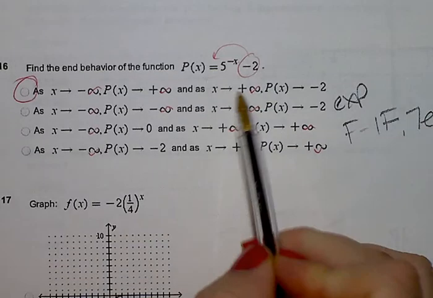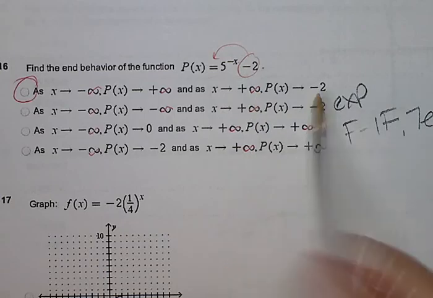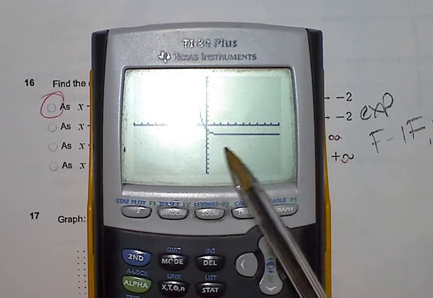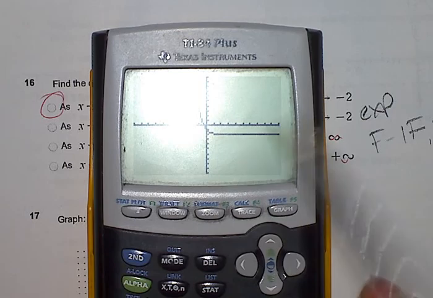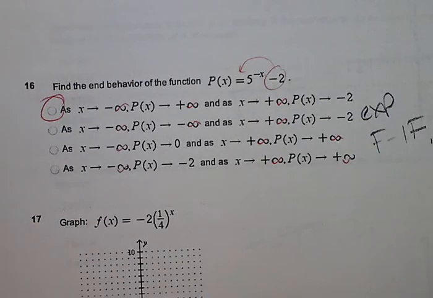As I go to the right, it's going towards negative 2. If you would trace this, this keeps getting closer and closer to negative 2, but it will never actually touch it. Okay, go to the next one, please.